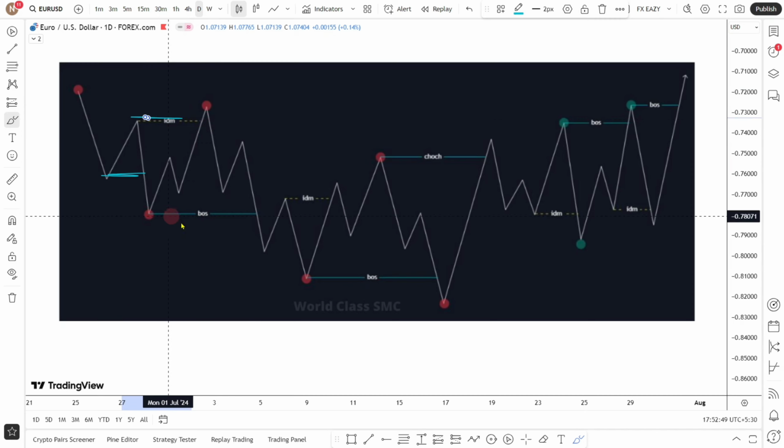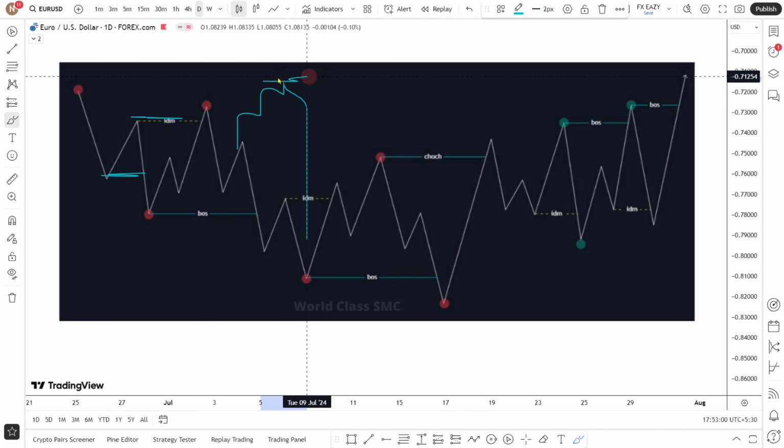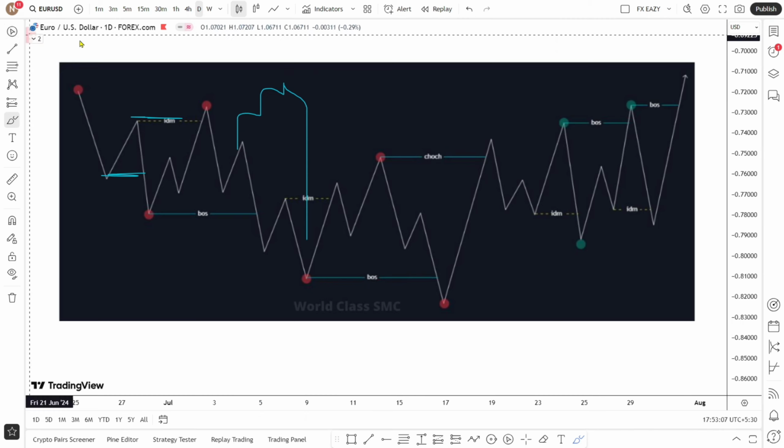Okay, see, if it doesn't form a BOS, suppose it moves some more further up. See, the market before doing a BOS moves like this and then gives a BOS, then this would be our lower high point. Okay, let me delete this for a minute.